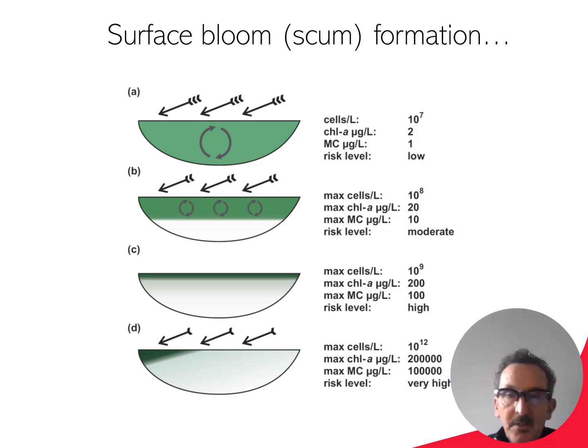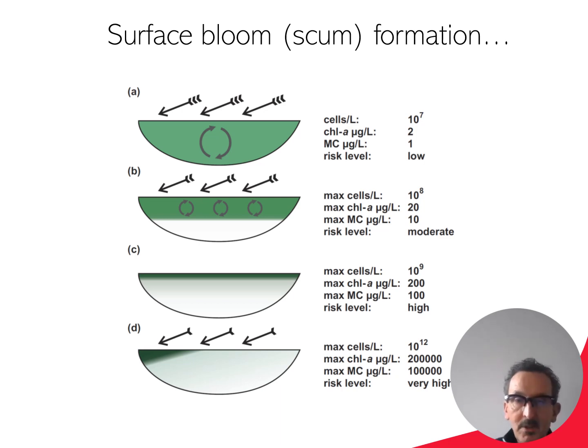What I've just explained can be shown here. If you go from A to B to C to D, you can see A, the cyanobacteria are nicely suspended. The wind is blowing. They're suspended by turbulence, by mixing in the water column. Maybe we have 10 to the 7th cyanobacterial cells per liter of water. Microcystin is 1 microgram per liter. Risk level is low. Then the wind drops. They start to float to the surface. How fast they float depends on their size. Like Microcystis would be a very fast floater.